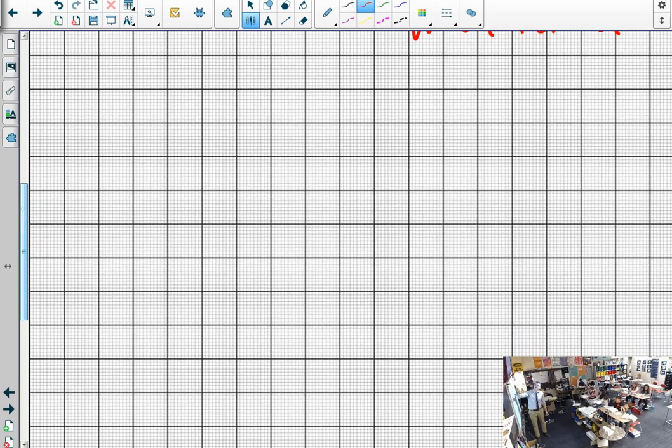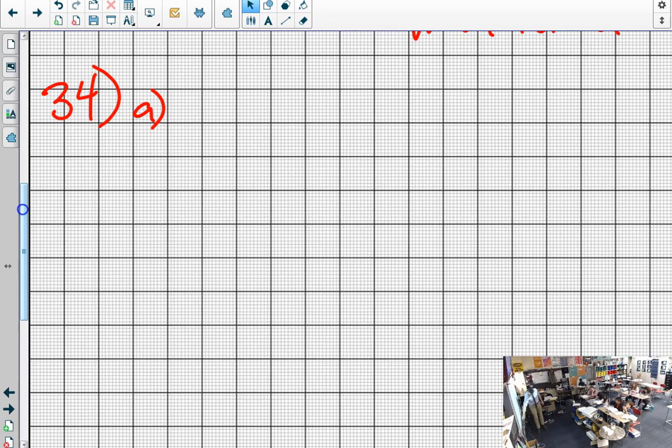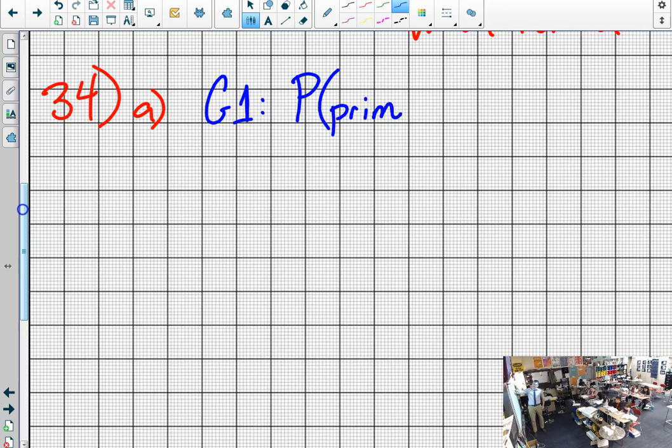So for part A, we're in question 34, part A. And I like blue better than I like red. Red's a little abrasive. So in game 1, I'm going to label this like G1. Player X will win if he gets a prime number. So we're going to say P, the probability of getting a prime.